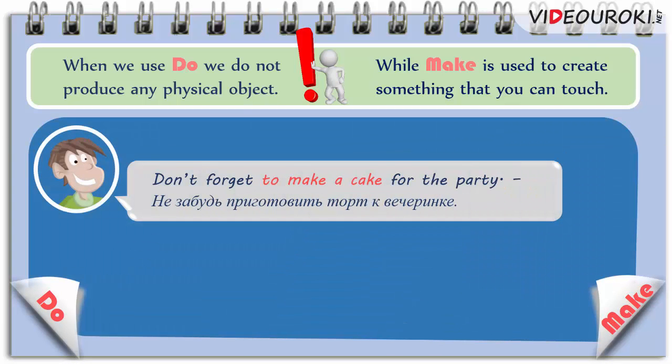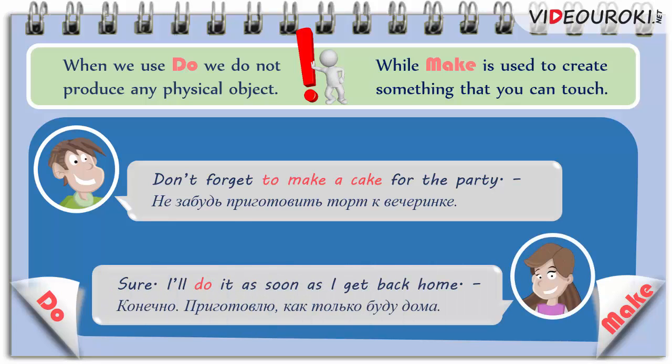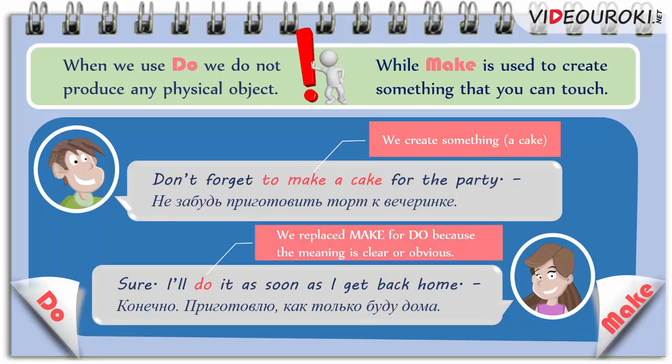Let's compare do and make in the following examples. Don't forget to make a cake for the party. Sure, I'll do it as soon as I get back home. In the first sentence, we use make because we create something, a cake. In the answer, we replaced make with do because the meaning is clear or obvious for us.